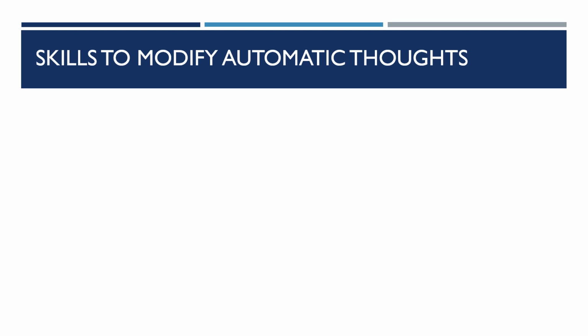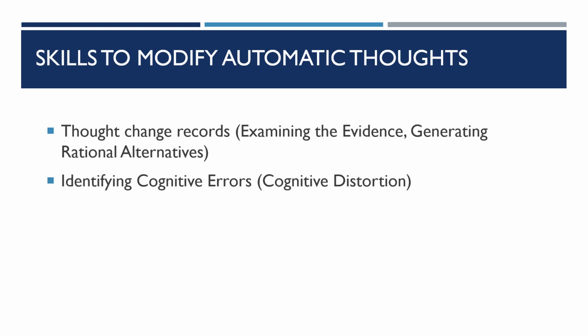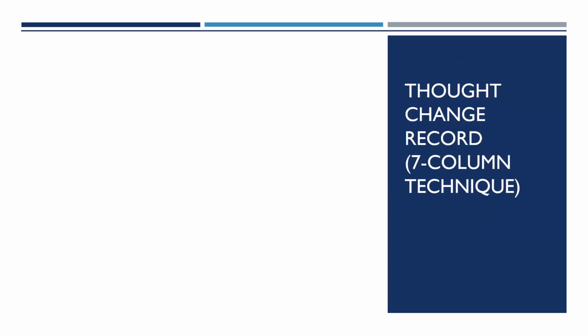In addition to Socratic questioning, there are some skills and tools that you can utilize to help your clients evaluate and modify their automatic thoughts. So there's the thought change record, identifying cognitive distortions, decatastrophizing, which we sort of talked about, reattribution, cognitive rehearsal, and coping cards. I'm going to present these one by one in more detail.